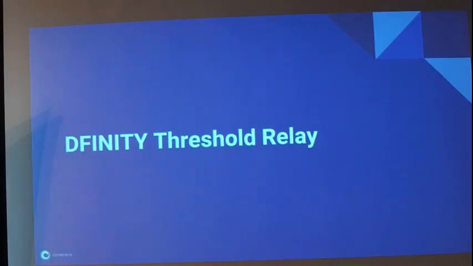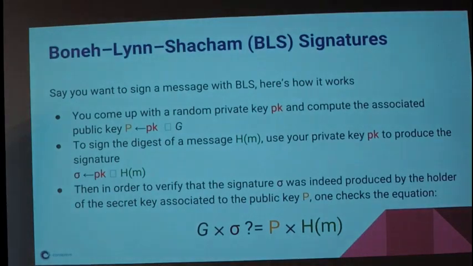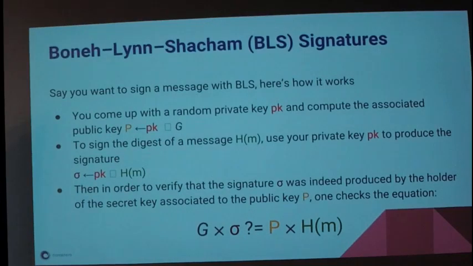So recently, another blockchain, this is not Ethereum, but a crowd called DFINITY, came up with a threshold relay scheme. There should be a dot just there, which is not being displayed correctly. That dot meaning scalar multiplication.